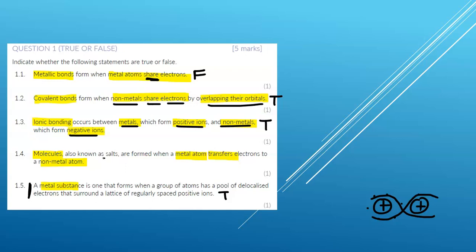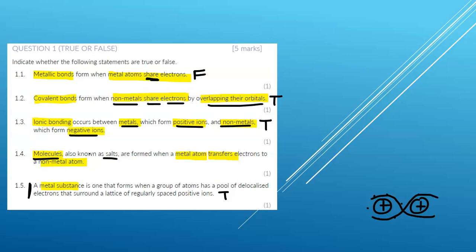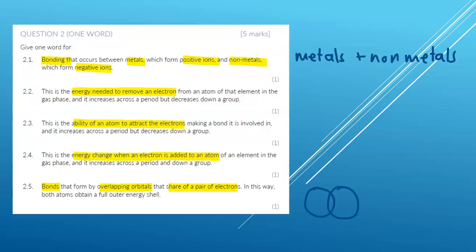Molecules, also known as salts, are formed when metal atoms transfer electrons to non-metal atoms. Okay, so now we have a problem because we have molecules and salts, and those do not occur in the same definition. We have ionic substances that are called salts, and they form when metal atoms transfer electrons to non-metal atoms. So the fact that we have molecules and salts in the same sentence means this is false. And then 1.5 we've already done.